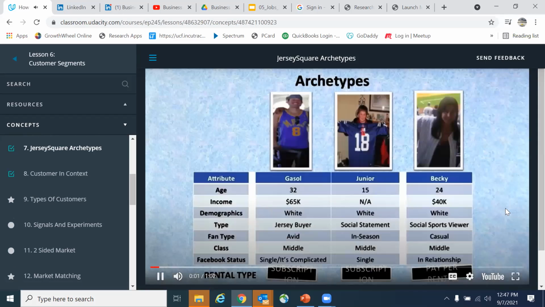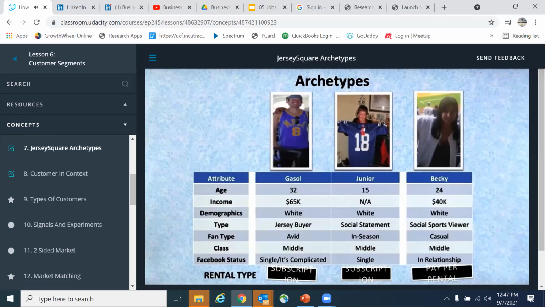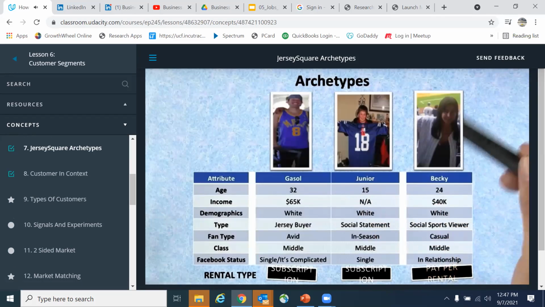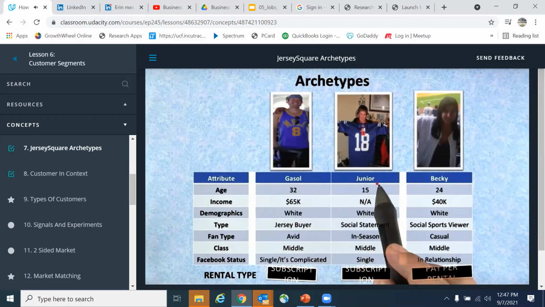So in understanding our customer segments, it was really helpful to put pictures up and actually build an archetype of who our three potential customer segments are. The first one we called Gasol, the next one we called Junior, and then the third we called Becky. And we talked about their age, their income, their demographics, whether they were a buyer or whether they were wearing the jersey as a social statement or whether they were actually a social sports viewer. What kind of fan type were they?